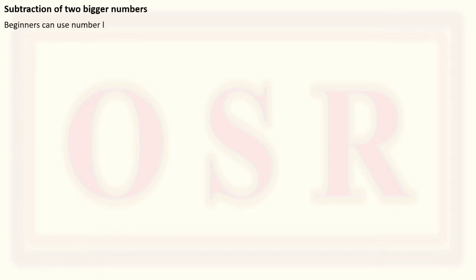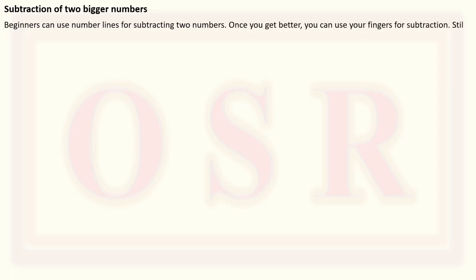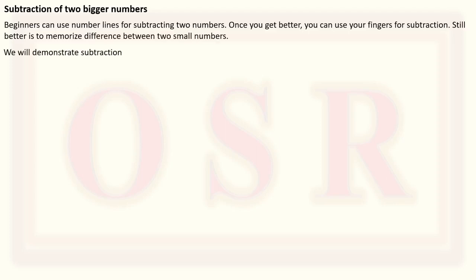Beginners can use number lines for subtracting two numbers. Once you get better, you can use your fingers for subtraction. Still better is to memorize the difference between two small numbers. We will demonstrate subtraction using an example. Let us subtract 567 from 2376.